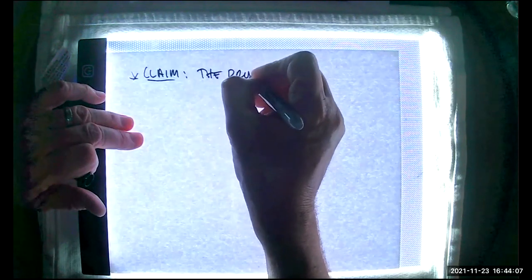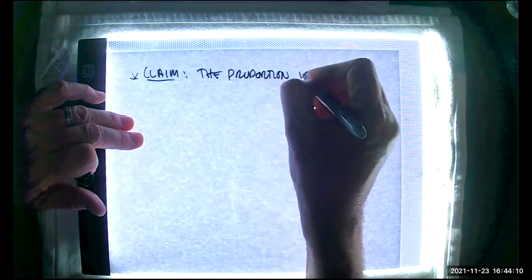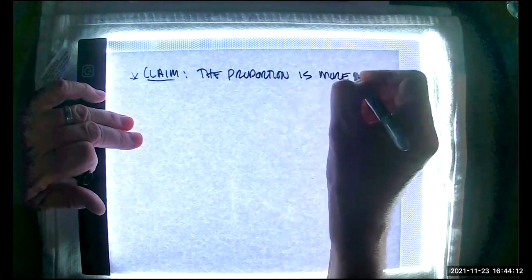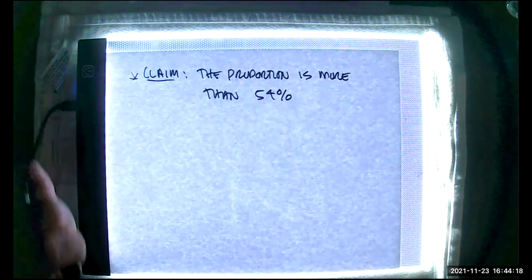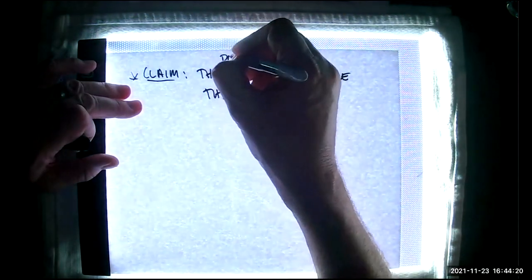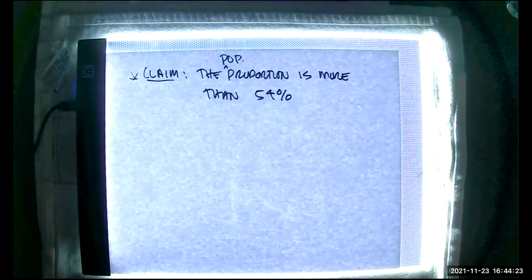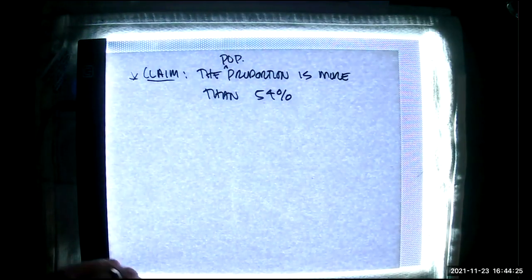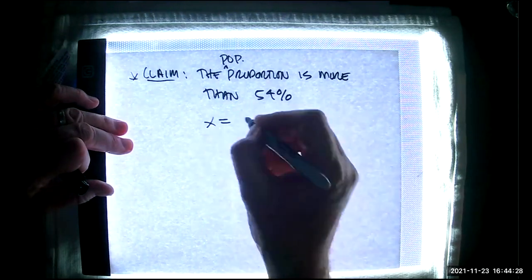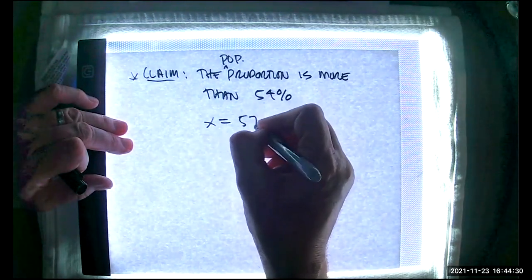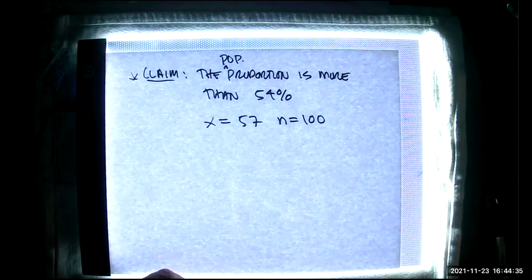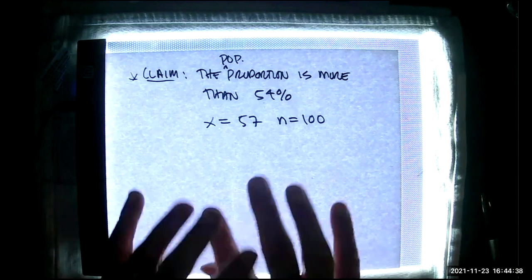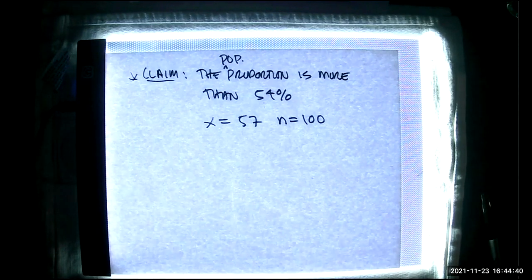Claim. The population proportion is more than 54%. Maybe I should have put the word population in there. We have x equals 57 and n equals 100. So as I say, this is the kind of detail we need to be able to work with.